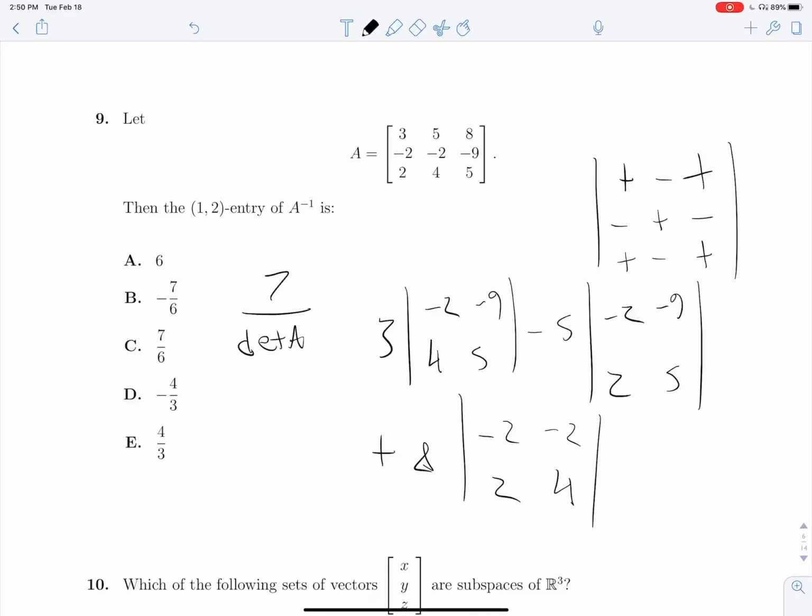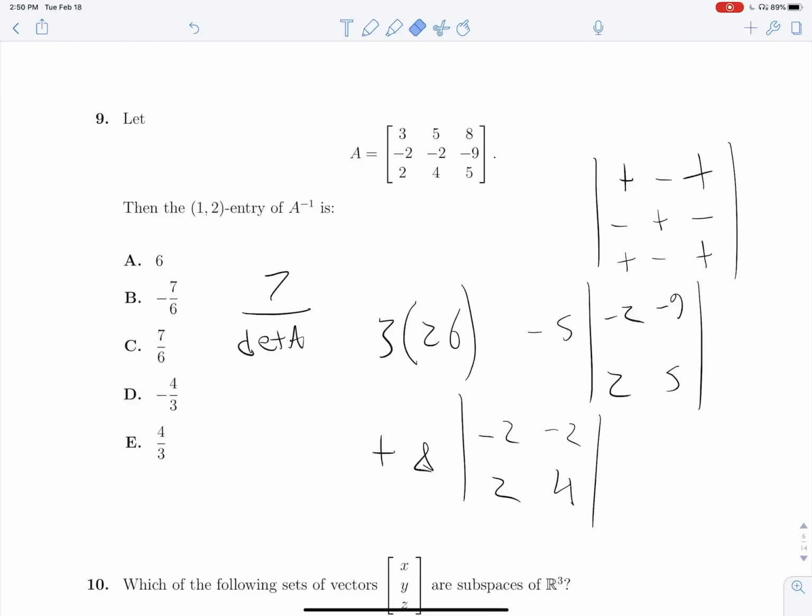Okay, so let's solve all of these. So we have -10 plus 36, which is going to give us 26 in here.